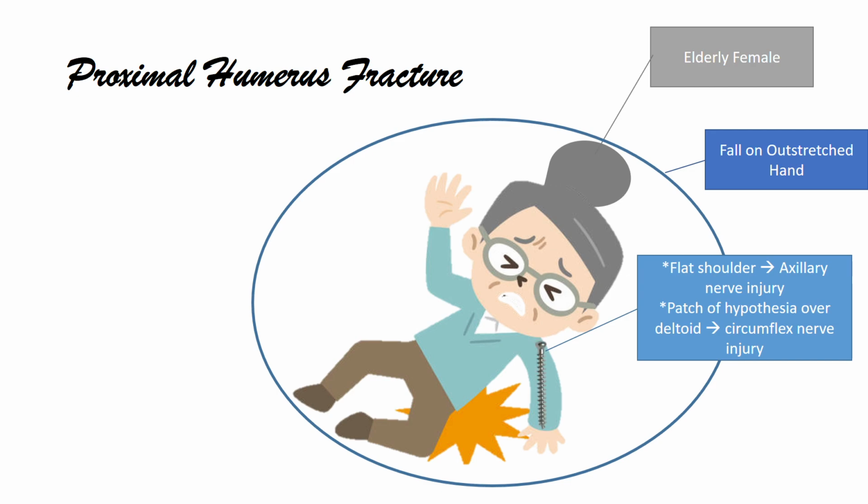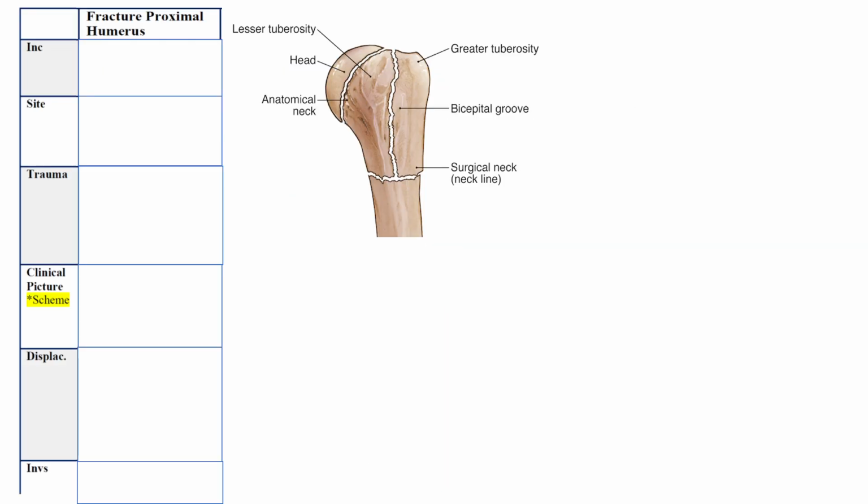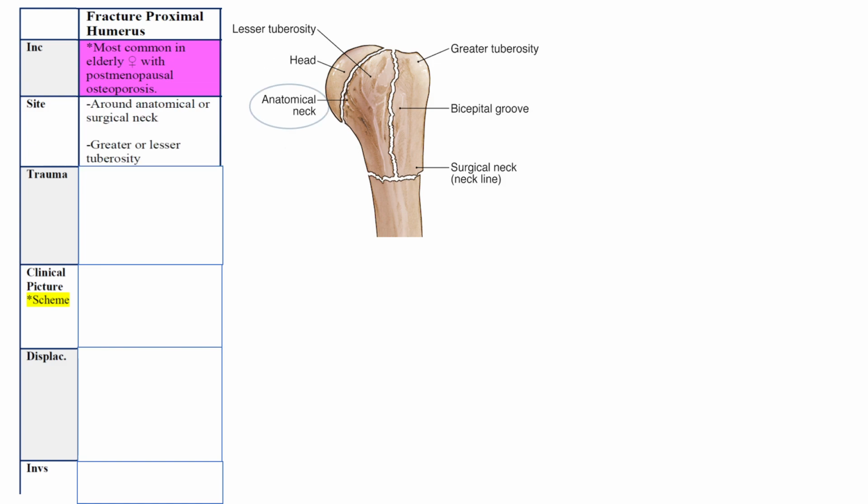If the patient is indicated for open reduction, then screws and plates will be used. So first of all, what's the incidence? Again, it's most common in elderly females with postmenopausal osteoporosis. There are many anatomical sites, either anatomical neck fracture, surgical neck fracture, or involvement of the greater tuberosity or lesser tuberosity.